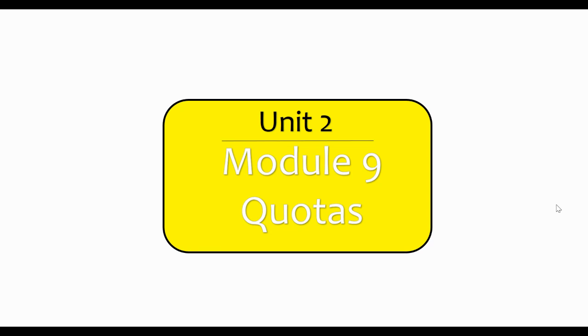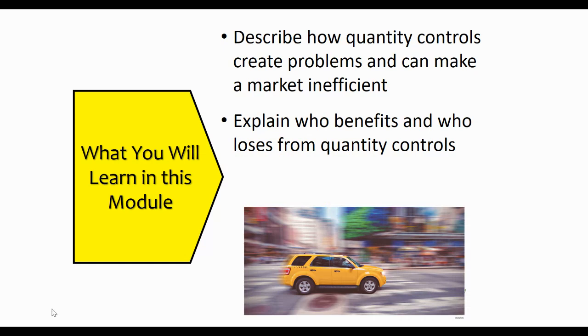Quotas restrict the amount of goods that are going to be purchased within a society. So those are what they call quotas, and we'll talk about that today. We're going to talk about how quantity control creates problems and can make a market inefficient, how quotas can create inefficiency, and then explain who benefits and who loses from the quantity control.